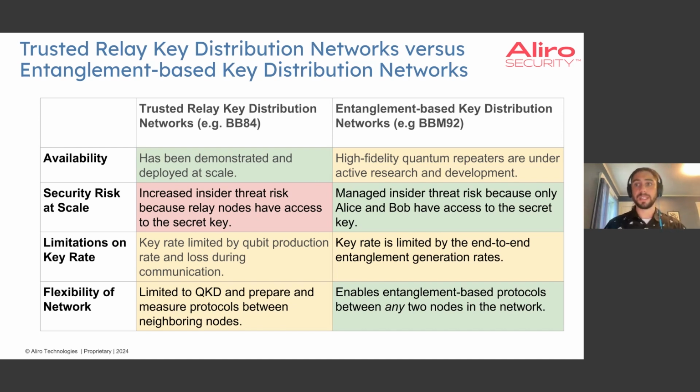So overall, entanglement-based key distribution networks will have advantages over trusted relay key distribution networks. They will both have more purposes and they're more secure. However, their only drawback is that they can't be implemented and deployed using off-the-shelf components like a trusted relay network can.